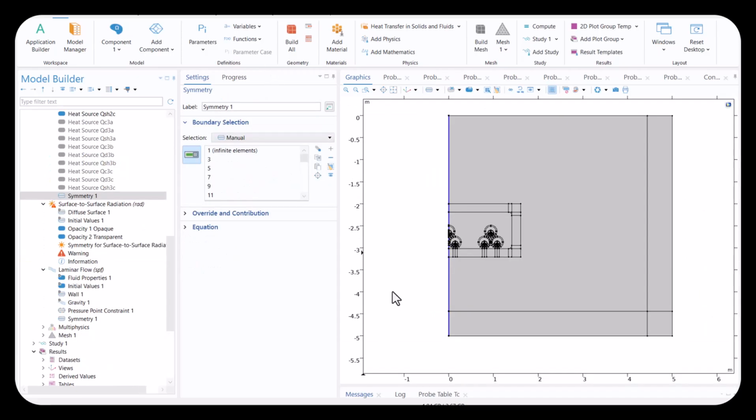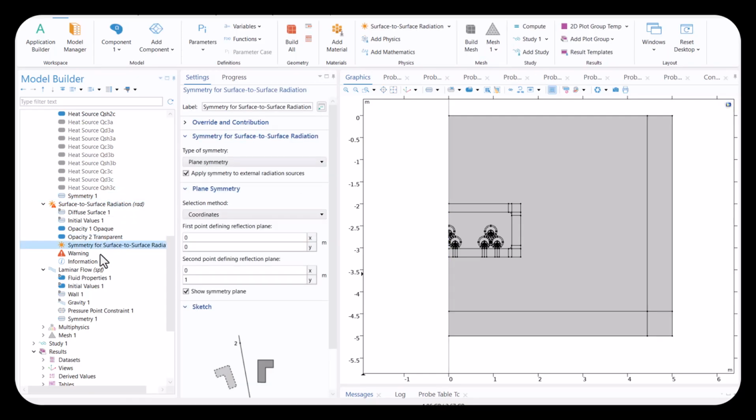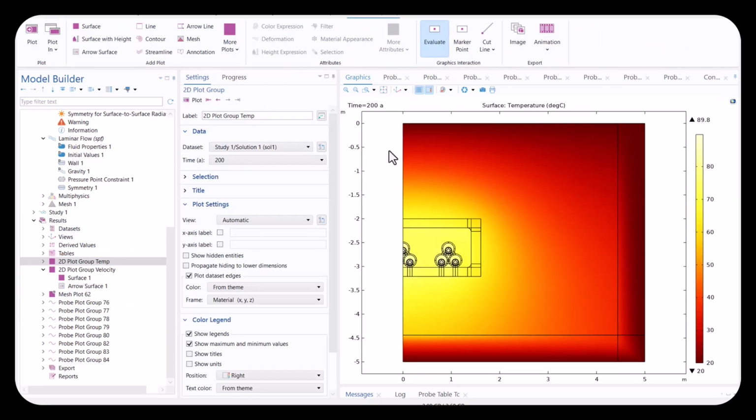Setting up a half symmetry model is straightforward and easy. All that needs to be done is remove half the model and apply a symmetry boundary condition, selecting the relevant boundaries for each physics interface. In a half symmetry model, it is important to scale the heat source and volume of the heat source to maintain the same heat source to volume ratio as in the full model.